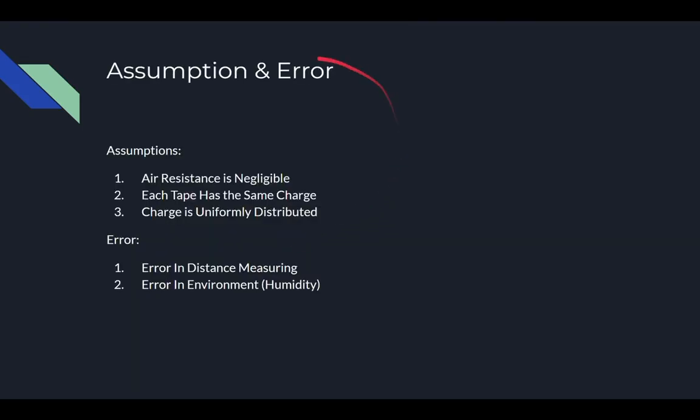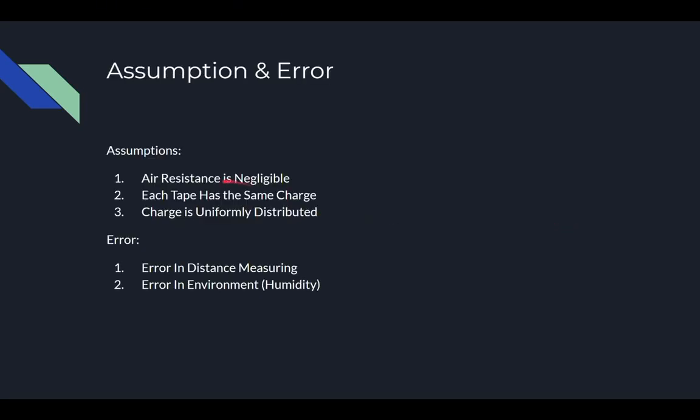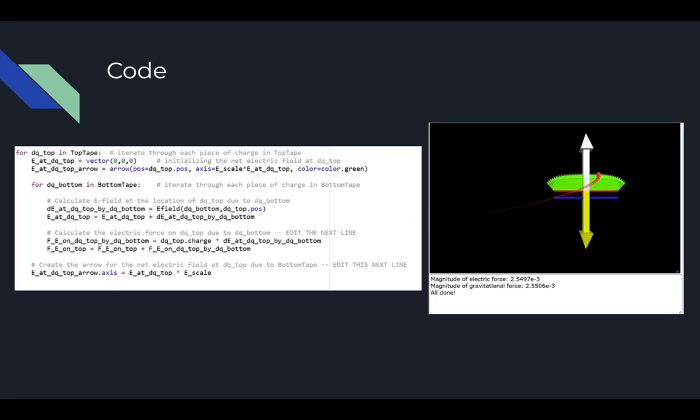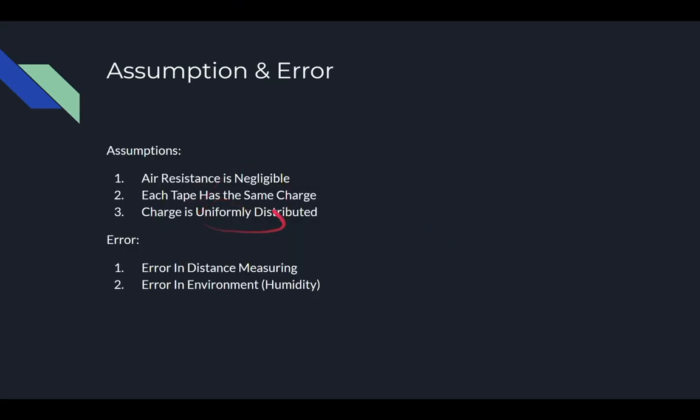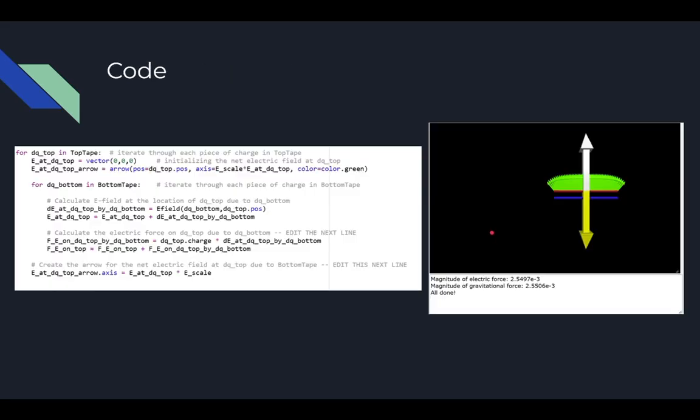There are a couple of things that were assumed in this lab. That air resistance is negligible, which means we don't have to account for it, and we're just accounting for the electric force and the gravitational force. We assumed that each tape has the same charge, so they have equal charges here, which just makes them equal. And then we also said that the charge is uniformly distributed, which, as you can see here, is a perfect distribution of the electric force, not more on one side than the other.